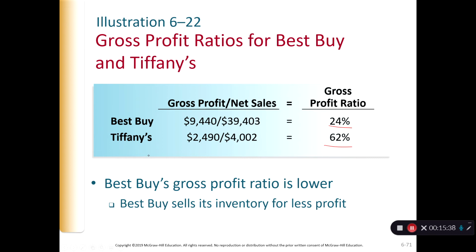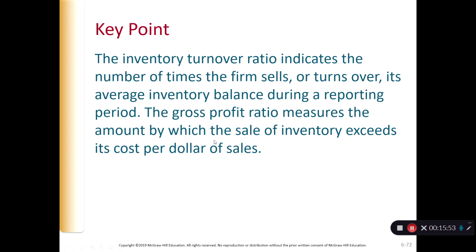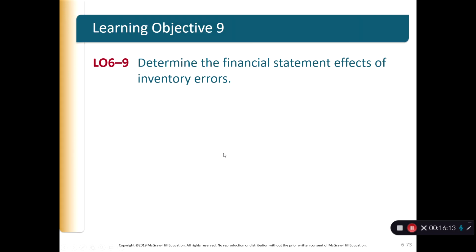Because if they charge too much, people can turn to alternative sellers. Tiffany, on the other hand, sells very specialized and customized jewelry. So their competition is in a different area, on a different track. Therefore, they can charge a higher profit margin. In a nutshell, the inventory turnover ratio indicates the number of times the firm sells or turns over its average inventory balance during a reporting period. The gross profit margin measures the amount by which sales of the inventory exceed its cost per dollar of sale.